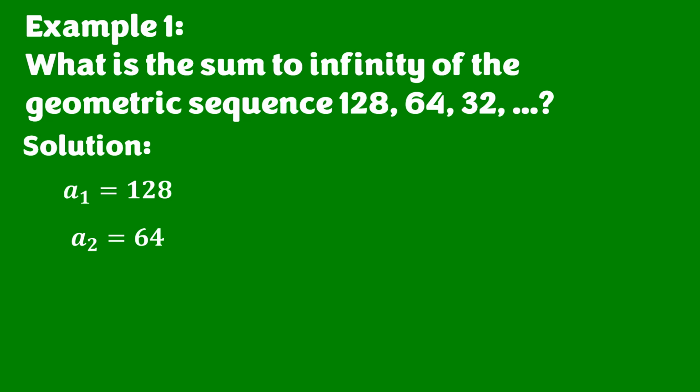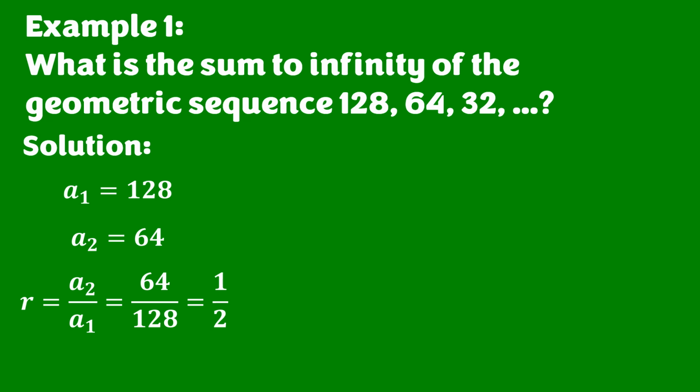Now we're going to solve for the value of r, or the common ratio of the given geometric sequence. So r is equal to a sub 2 divided by a sub 1, and that is equal to 64 divided by 128. The value of a sub 2 is 64, and the value of a sub 1 is 128. So simplify 64 over 128, and that is equal to 1/2.